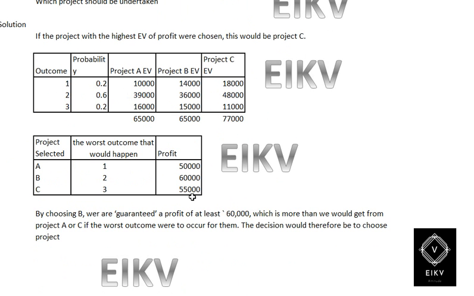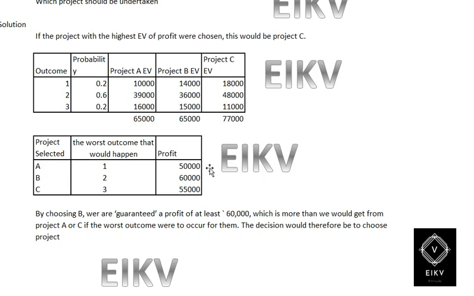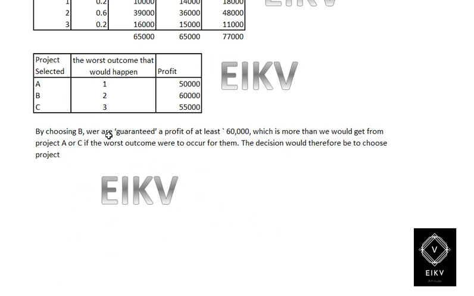So it would be 55,000. From among here we can choose that it would be 90,000, 80,000 and 55,000. The lowest among these three alternatives is 55,000, so 55,000 should be chosen. And then the further information is given by choosing B, where a guaranteed profit of at least 50,000, which is more than we would get from project A or C if the worst outcome were to occur for them, the decision would therefore be to choose project B.